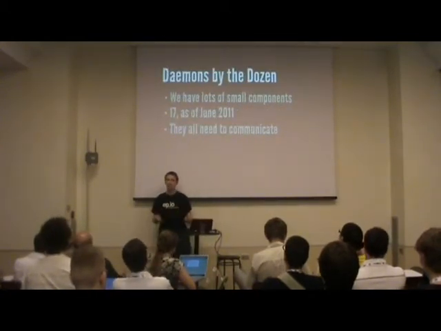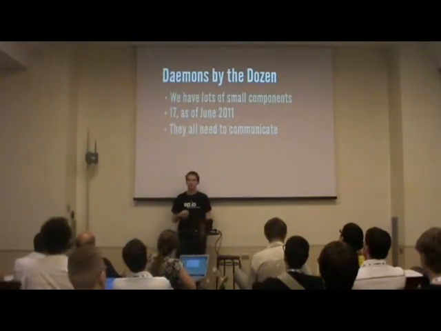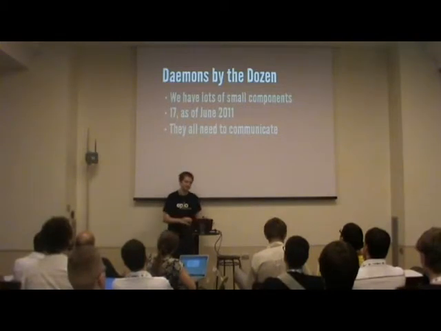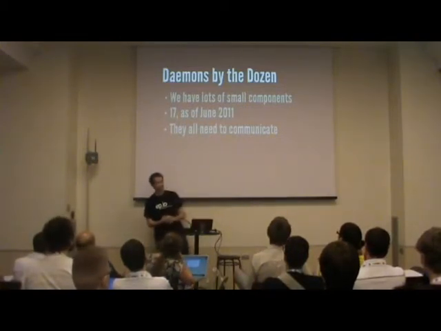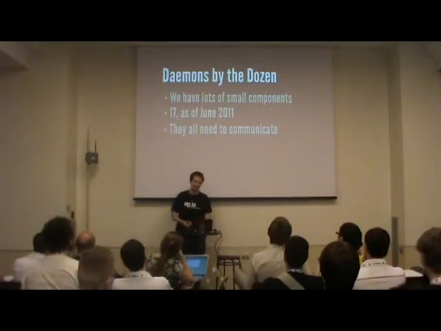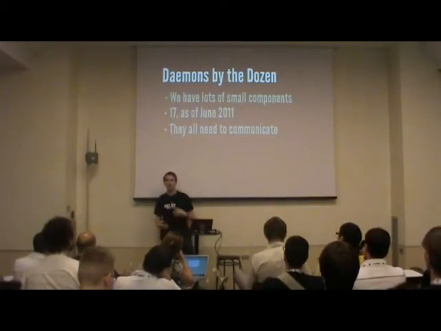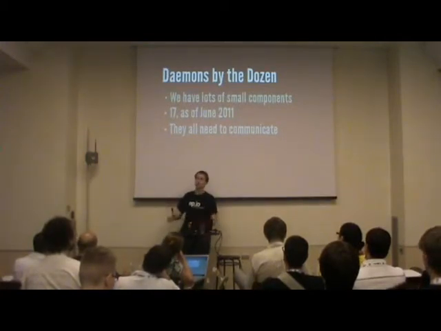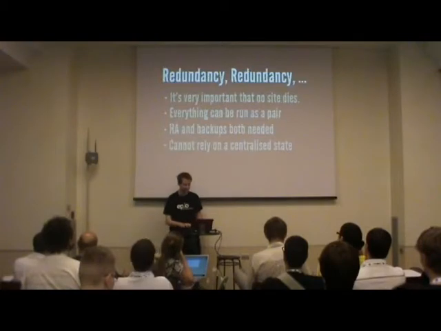We also have lots of very small components. Our philosophy is to build things small and build lots of them. That way, if one thing fails, it doesn't take anything else with it. So, as of last night, when I finished this slide off, we have 17 different daemons running on a variety of different servers. All of these daemons need to communicate with each other, they need to swap state. There's more than one of most of them as well, so it's quite a complex system.